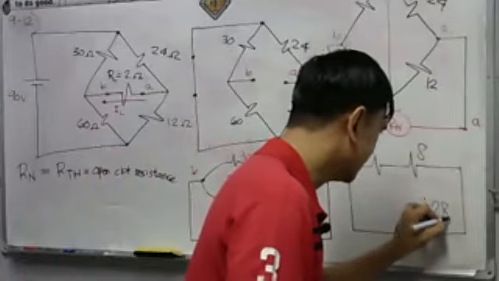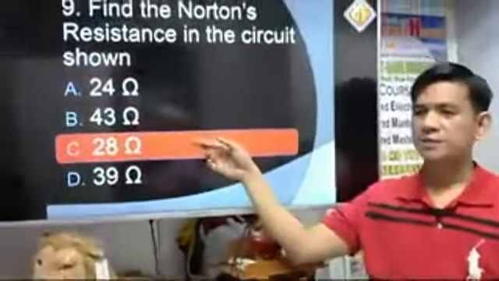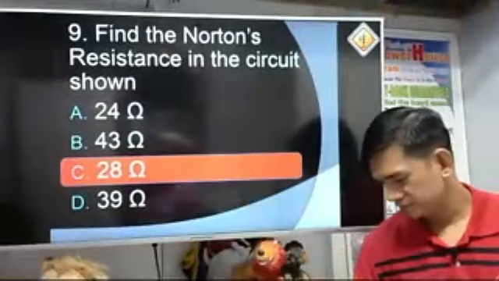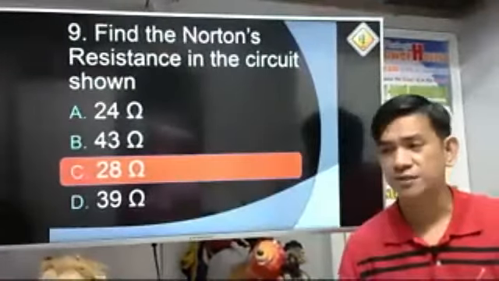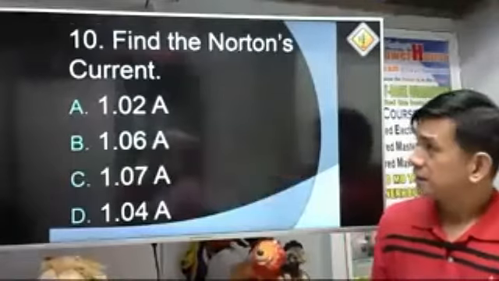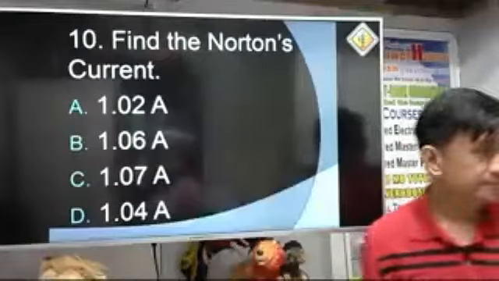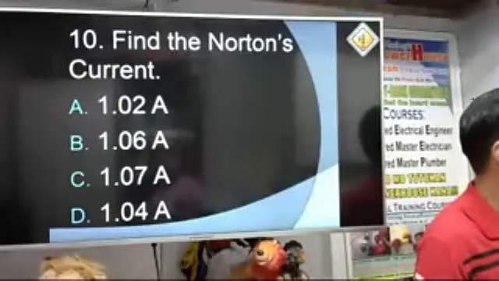As simple as that. So the answer would be letter C. 28 ohms. That is simply equal to the Thevenin's resistance or the open circuit resistance looking back at the two terminals. What about now the Norton's current? What is the Norton's current? That is the short circuit current.